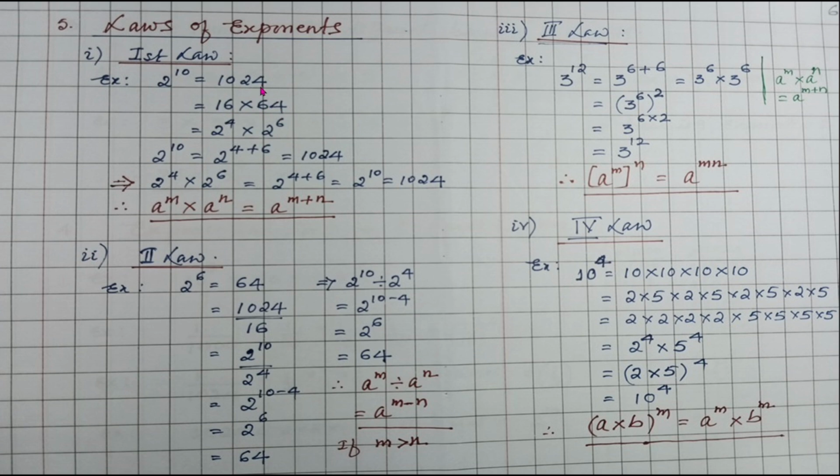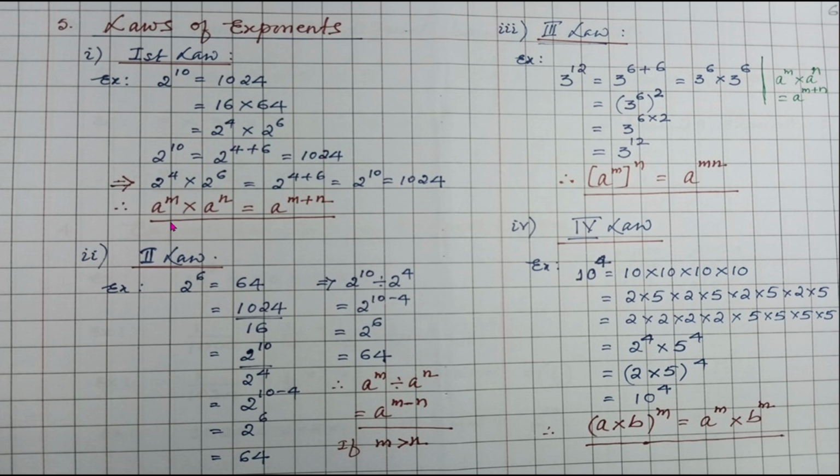If I take the product I get 1024. That means 2 raised to 4 into 2 raised to 6 is 2 raised to 10. That means 2 raised to 10 is equal to 2 raised to 4 plus 6, and that is 1024. Whether I take 2 raised to 10, it is 1024. But if I find 2 raised to 4 and multiply by 2 raised to 6, I get 1024. Or rather 2 raised to 4 plus 6 is also 1024.